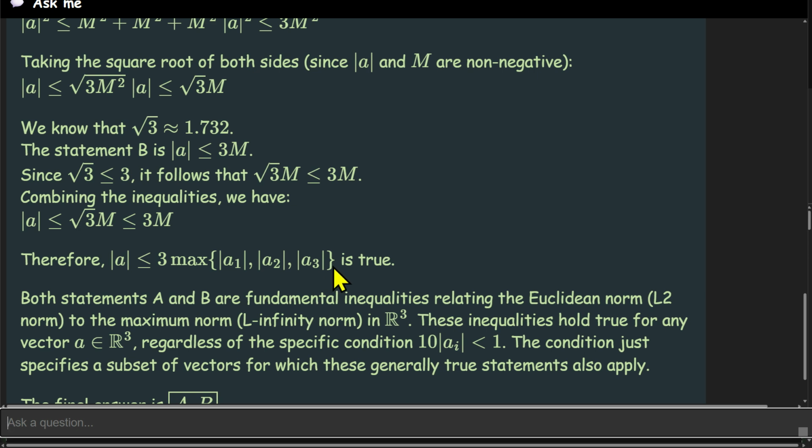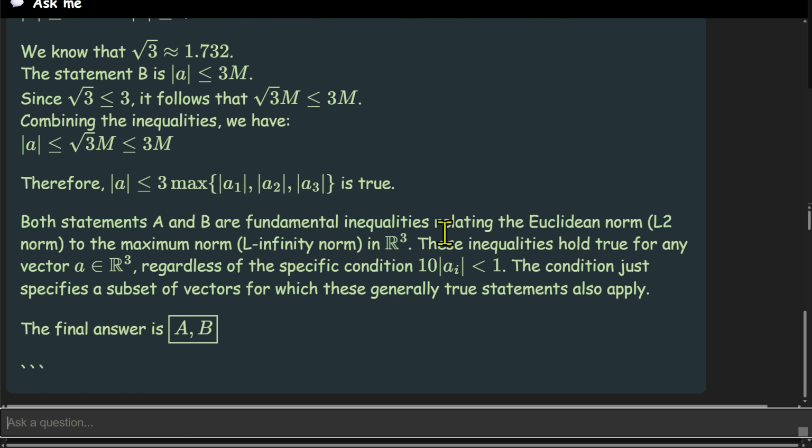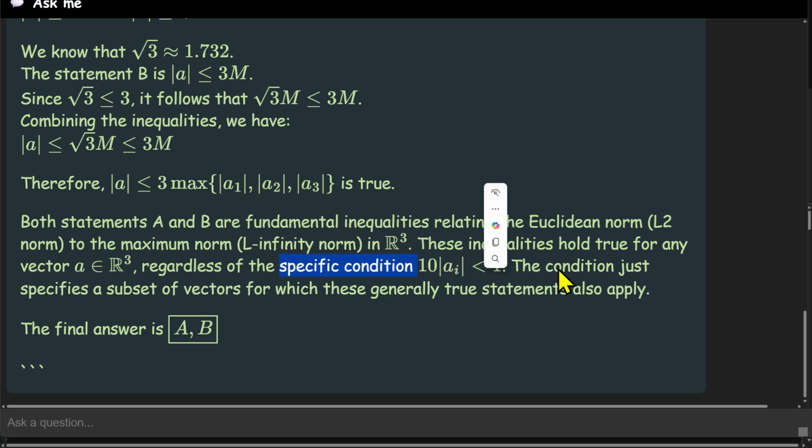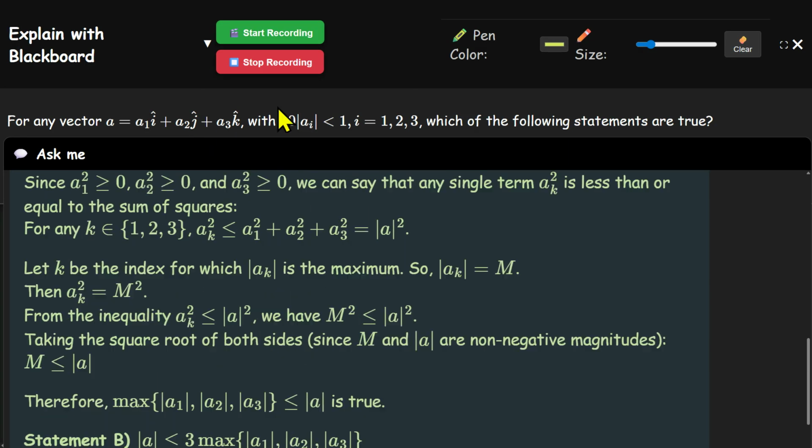Both statements A and B are fundamental inequalities relating the Euclidean norm, L2 norm, and the maximum norm, that is a different thing. These inequalities hold true for any vector a belonging to R3. मतलब the specific condition is just a specific subset of vectors for which these generally true statements also apply. मतलब both A and B are true. Clear? Next.